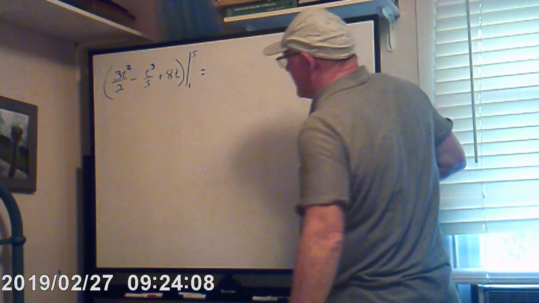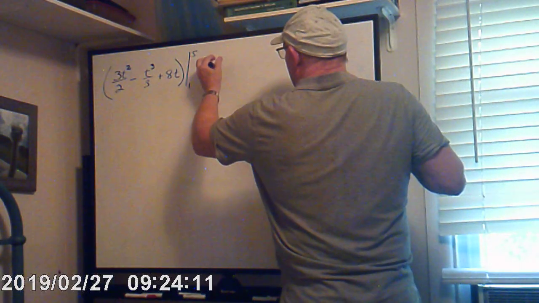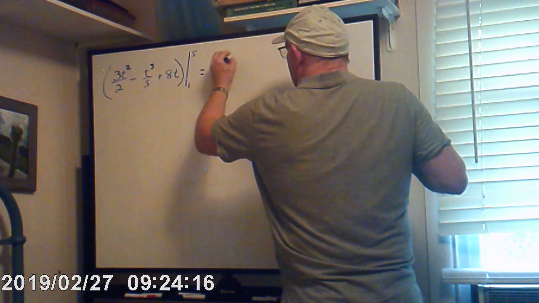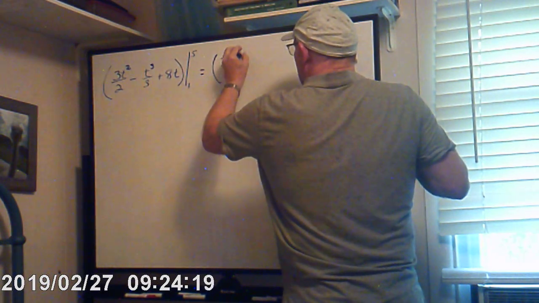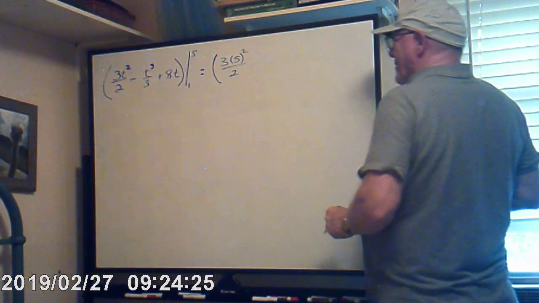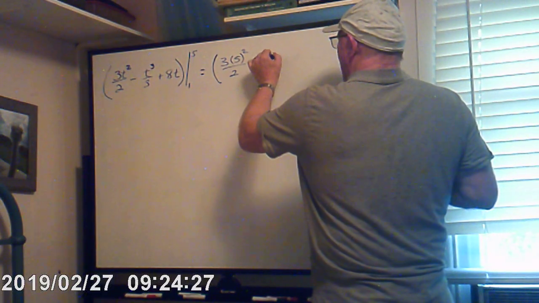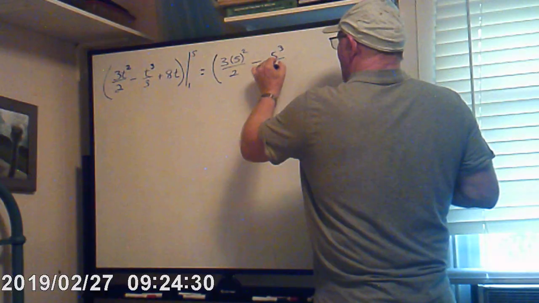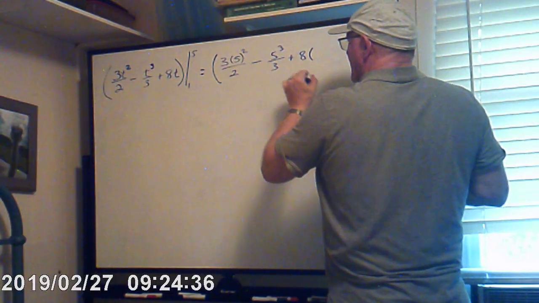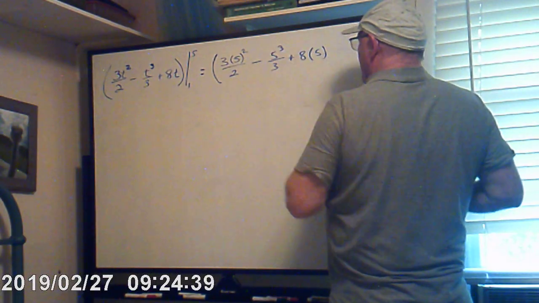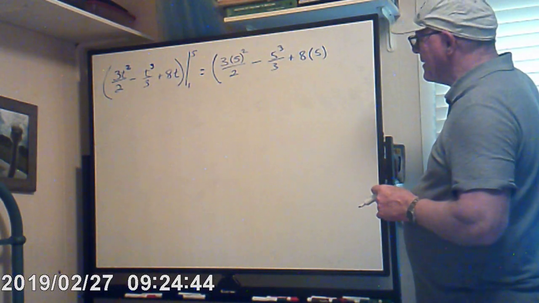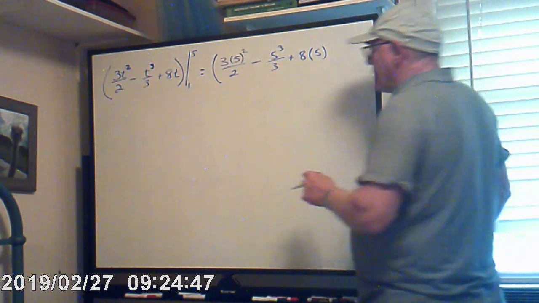So let's do that. I'll do it this way: 3 times 5 squared over 2. That looks good because I remember that was the answer. Plus 5 cubed over 3 plus 8 times 5. I am sure of that. All right, now we have to keep going with the minus sign.